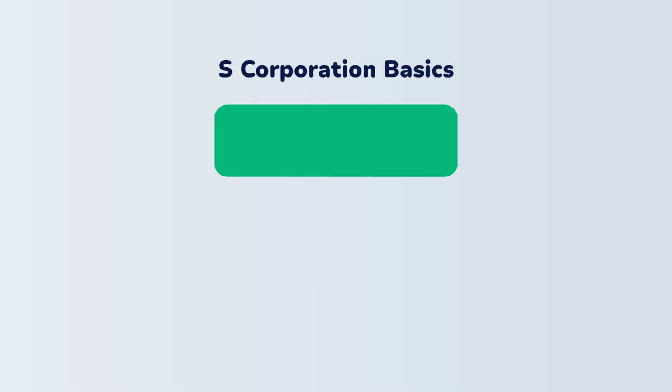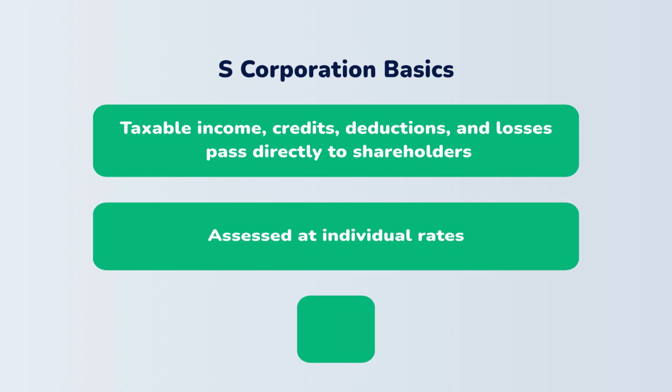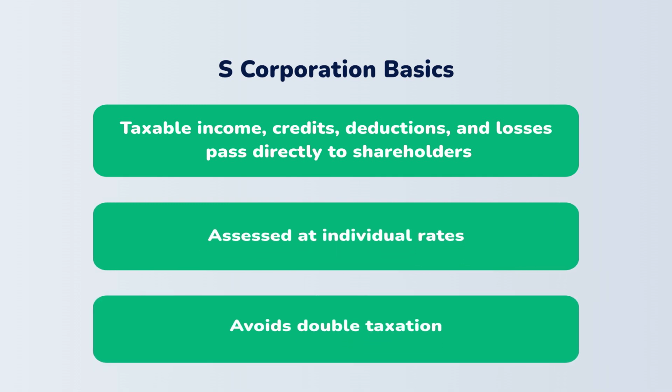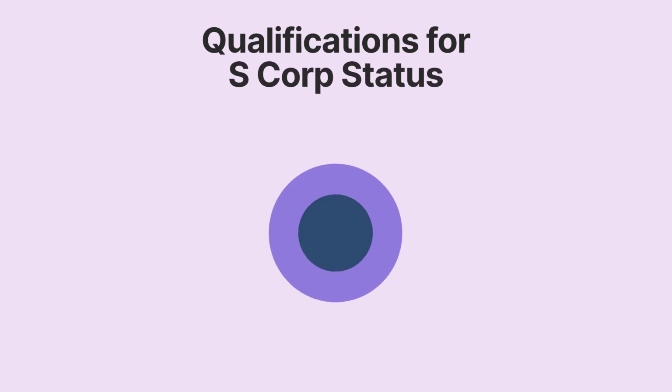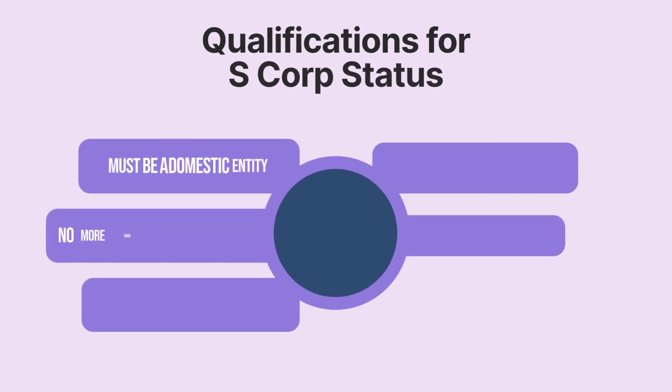An S corporation, or S Corp, is a pass-through entity. This means that it allows taxable income, credits, deductions, and losses to pass directly to its shareholders. They then report this information on their personal tax returns and are assessed the tax at their individual rates. An immediate benefit of this is that it avoids the double taxation of corporate income that occurs in other business structures. To qualify for S Corp status, your business must meet the following criteria.